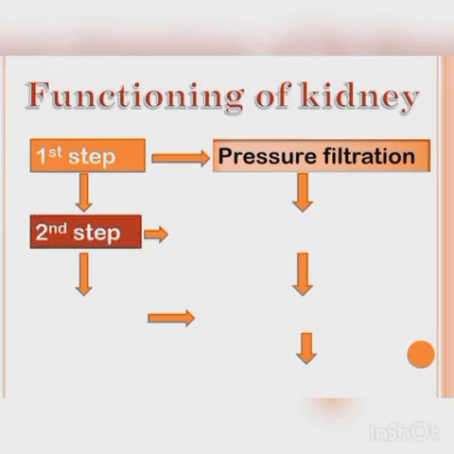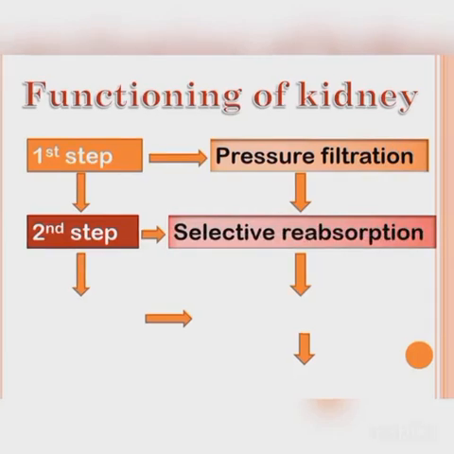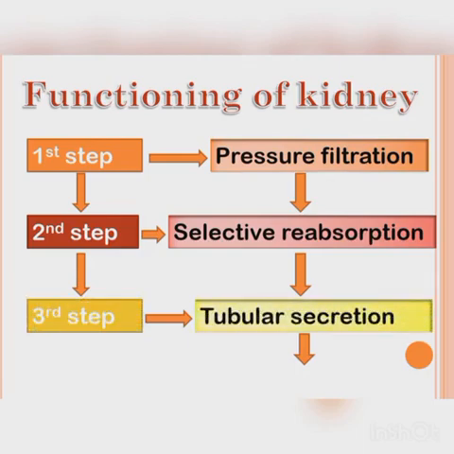Second step is selective reabsorption. When the selective salts and water are reabsorbed from the tubules into the blood. The third step is tubular secretions. Different ions, creatinine and urea, are secreted from the blood into the filtrate in renal tubule, and at the end urine is formed. So this is the whole functioning of the kidney, in which 3 steps are there which proceed one after the other, and in this way the urine is formed.